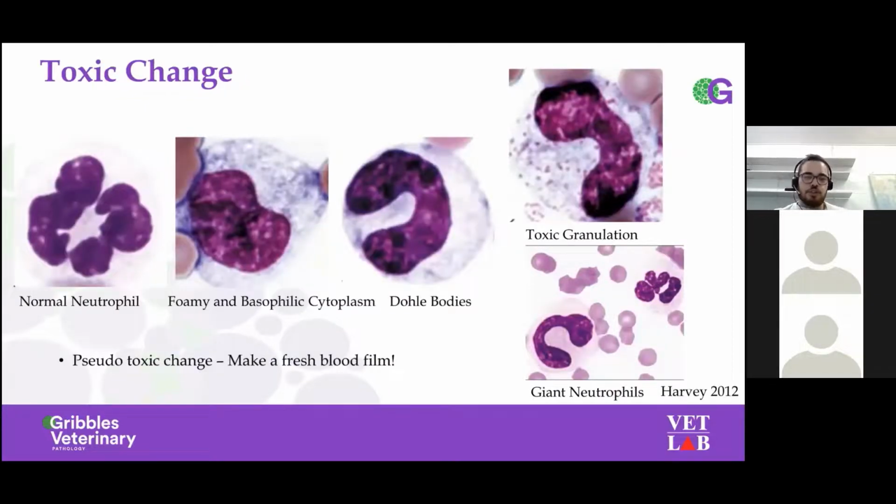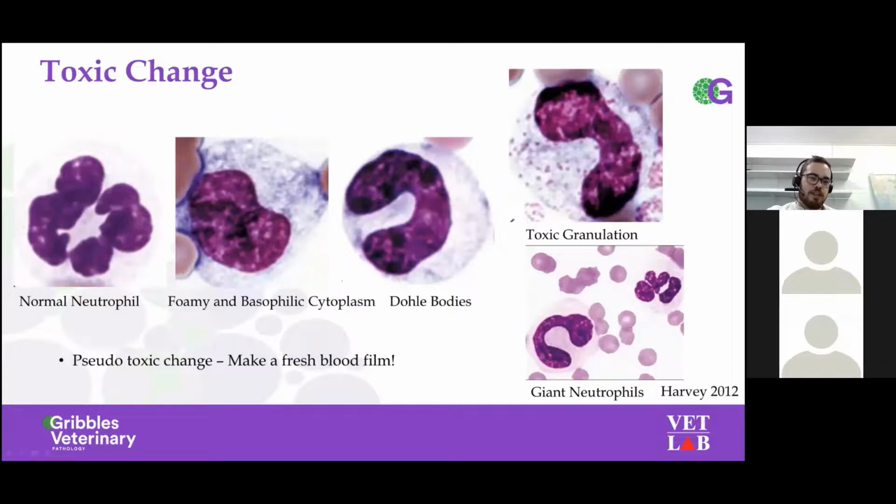These are just some pictures of some toxic change. Toxic change really needs blood film evaluation to detect, and it is a bit of a subjective assessment. On the left we have a normal neutrophil, and then our other pictures are the changes we see. The major forms of toxic change that we tend to see are a foamy and basophilic cytoplasm.